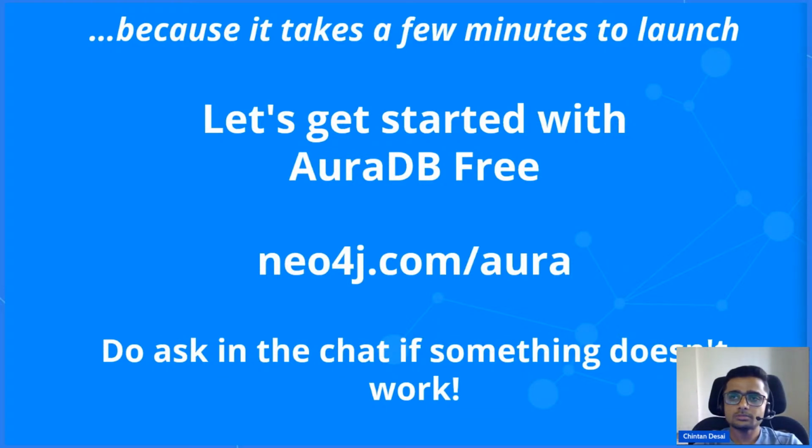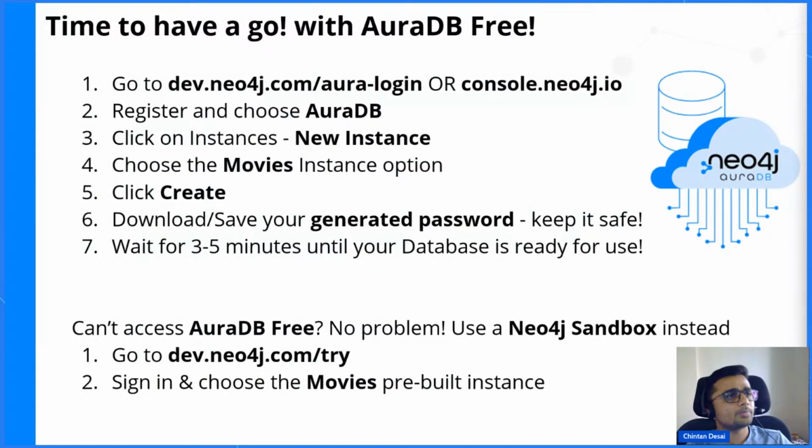First, you will have to go to the Neo4j Aura console. I have mentioned these links in the deck: neo4j.dev.neo4j.com/aura login or console.neo4j.io. Then register yourself, choose Aura, click on new instance, and then choose the movies database option. Let me go through the next slide.